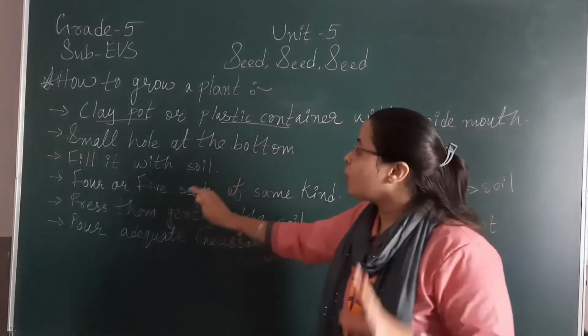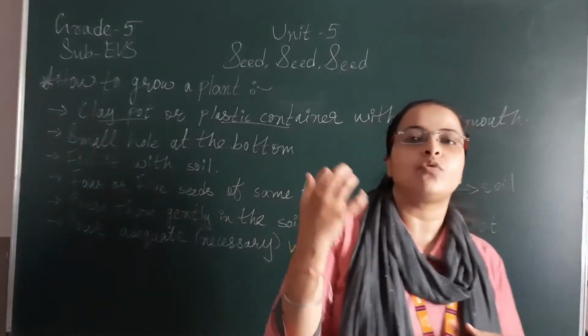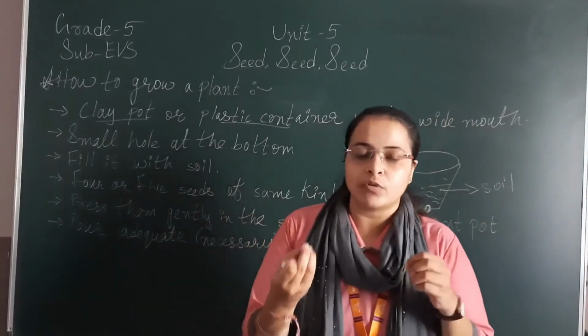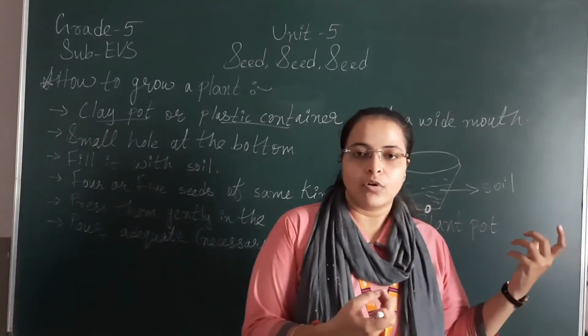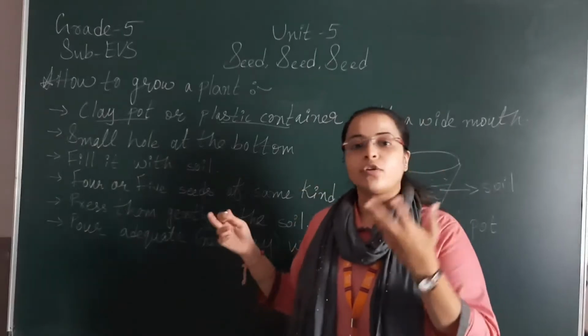Now 4 or 5 seeds of the same kind. Same kind it means एक ही तरीके के. Suppose I want to grow sesame. It means तिल. अगर मुझे तिल का plant grow करना है तो all the seeds will be of til. 4 or 5 seeds I have to take.